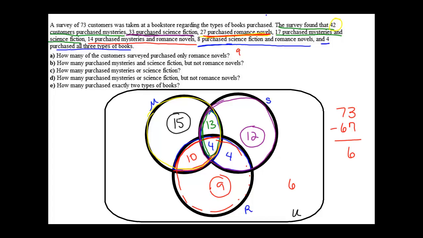How many purchased mysteries and science fiction but not romance? Look very carefully at these words, and and or. With and, that's the intersection. We want the intersection of mysteries and science fiction, which would be here, but not romance novels. So we can't take into account the 4 that also bought romance novels. So that would be only 13 as the answer.